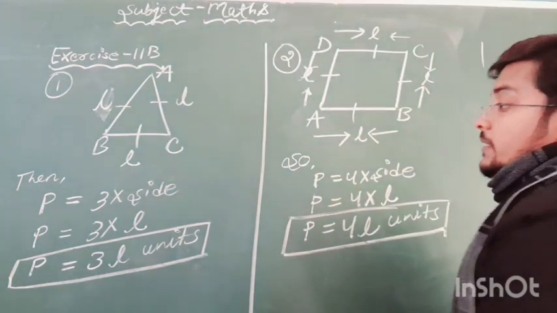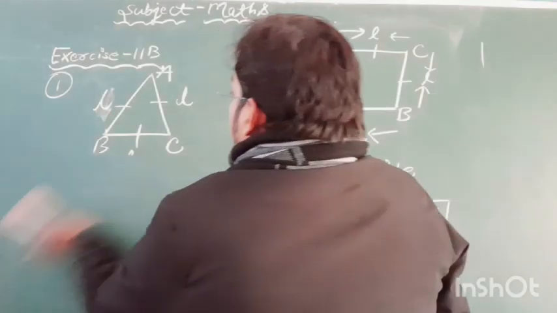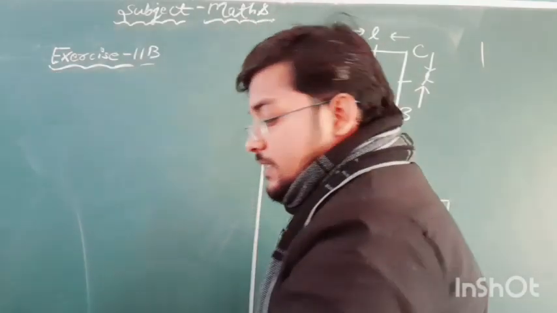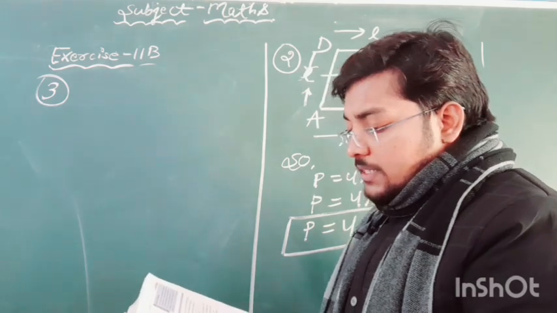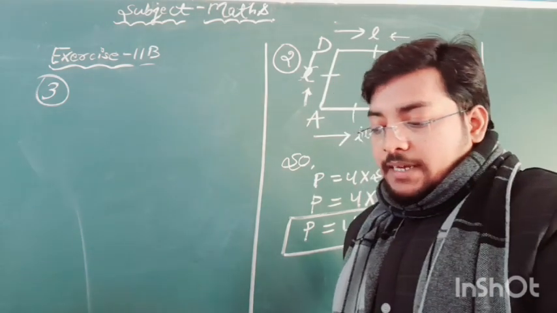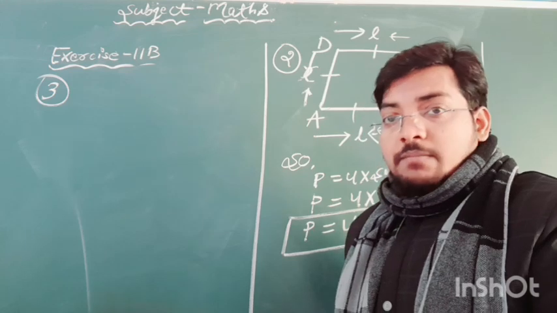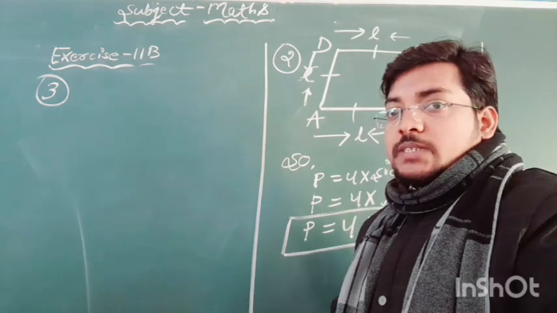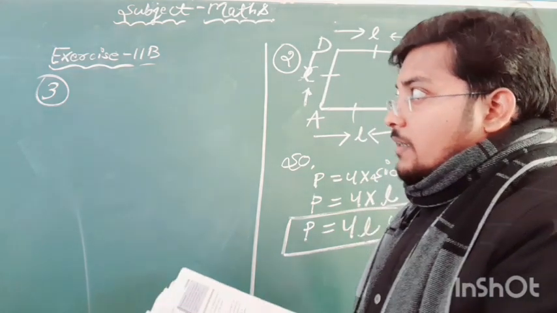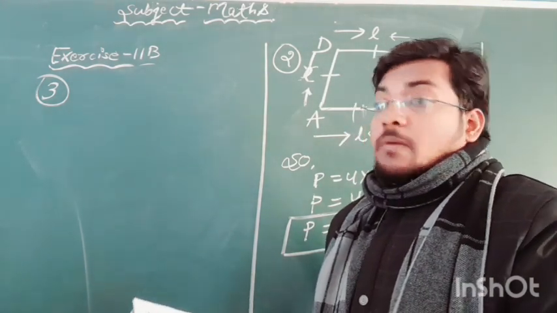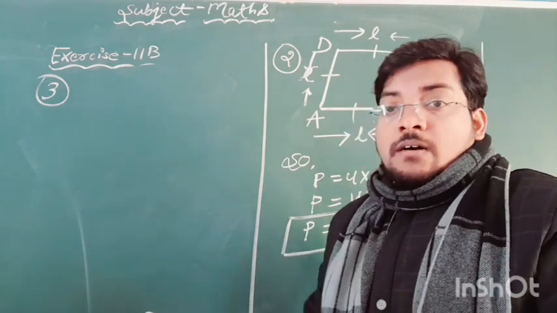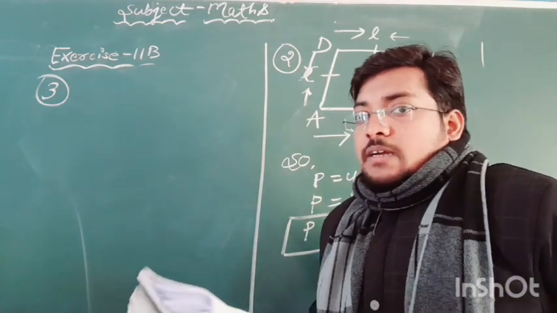And the next problem is question number 3, which is the side of a regular pentagon is denoted by L. Express the perimeter of the regular pentagon using L. We know that a pentagon is a type of polygon in which all sides of a regular pentagon are equal.